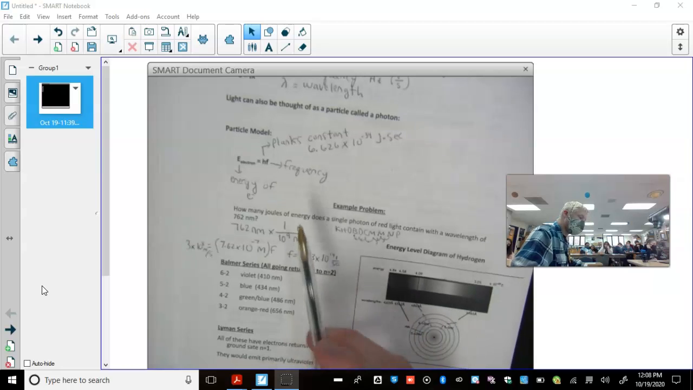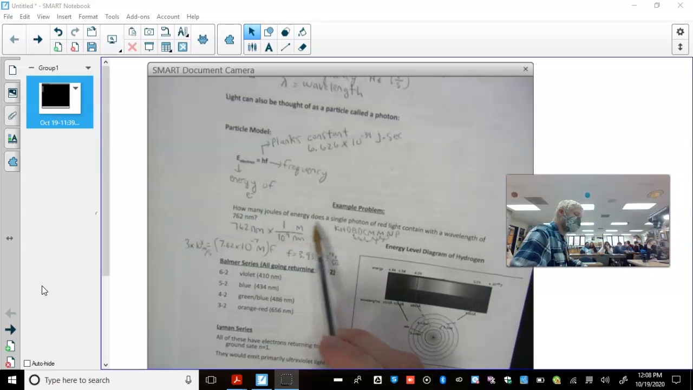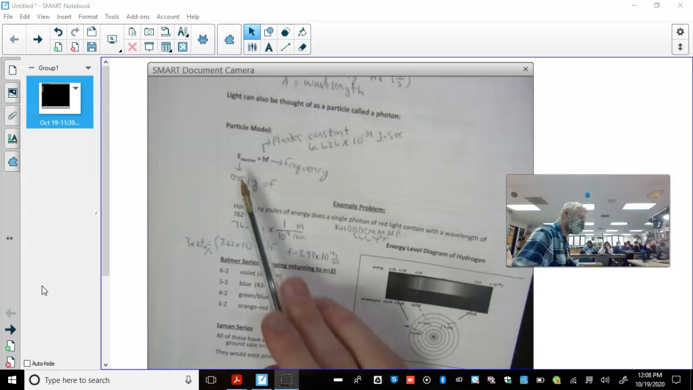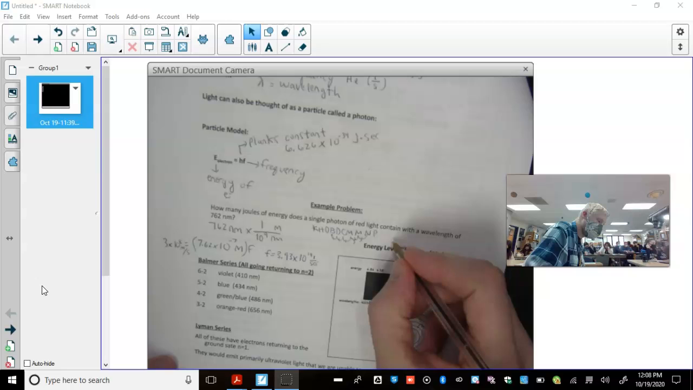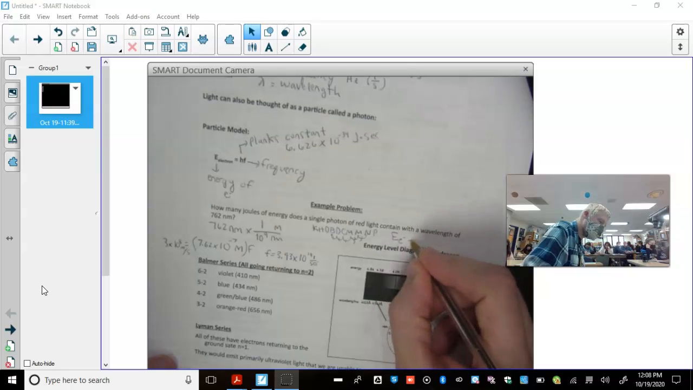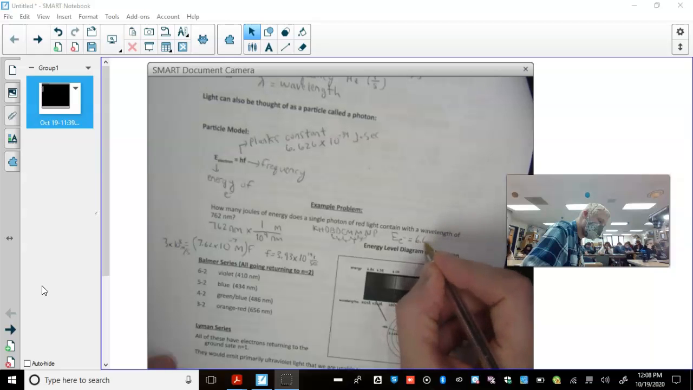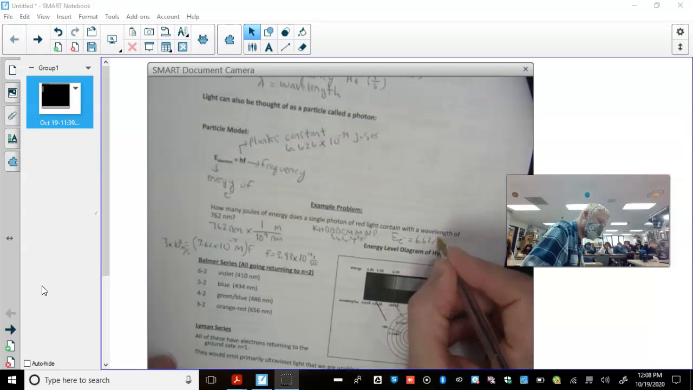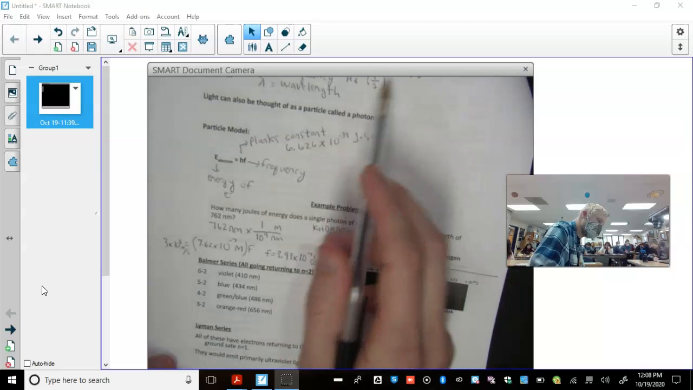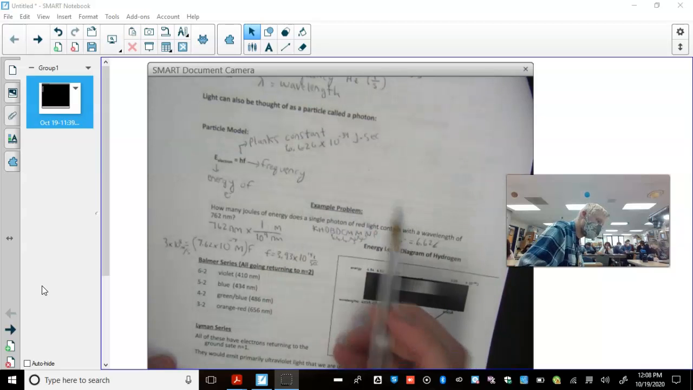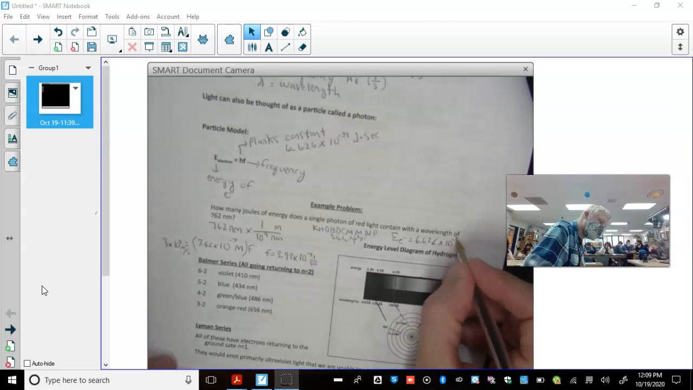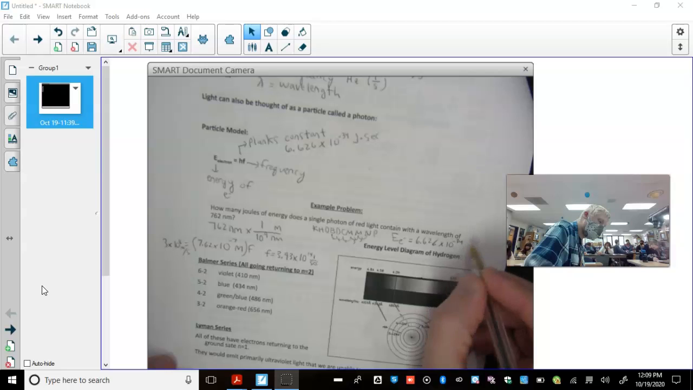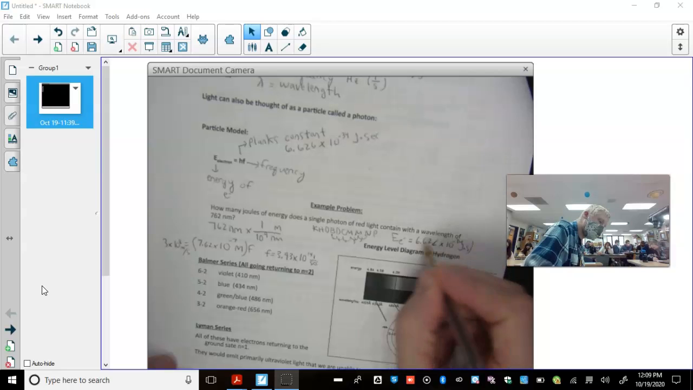All right, so that gives us frequency. Ultimately, what's the question? How many joules of energy does a single photon of red light have? Now you use the second equation. Energy equals Planck's constant, 6.626 times 10 to the negative 34th. That's your answer.